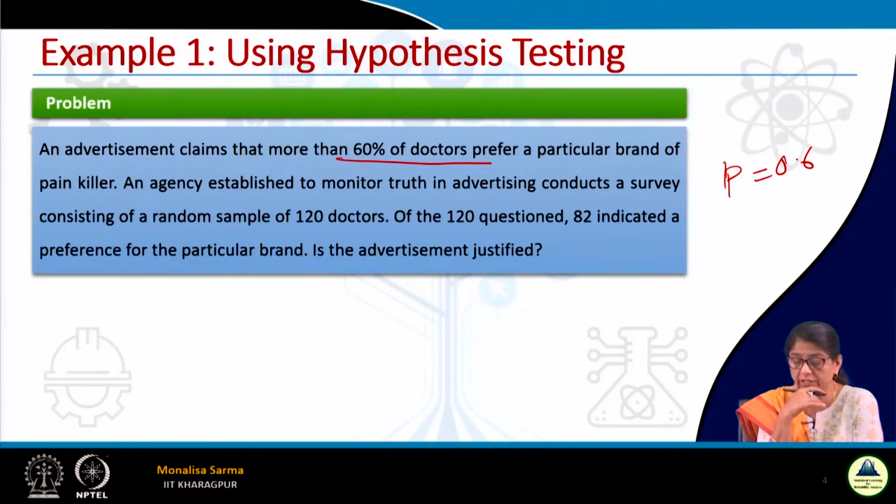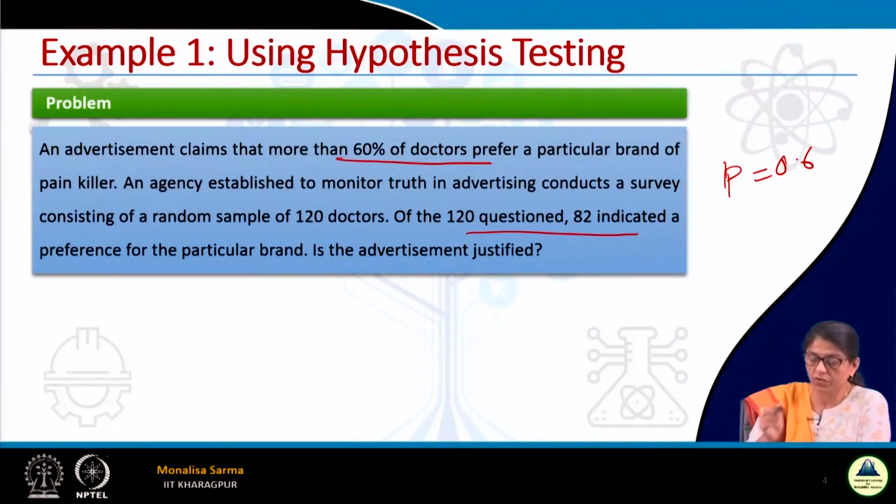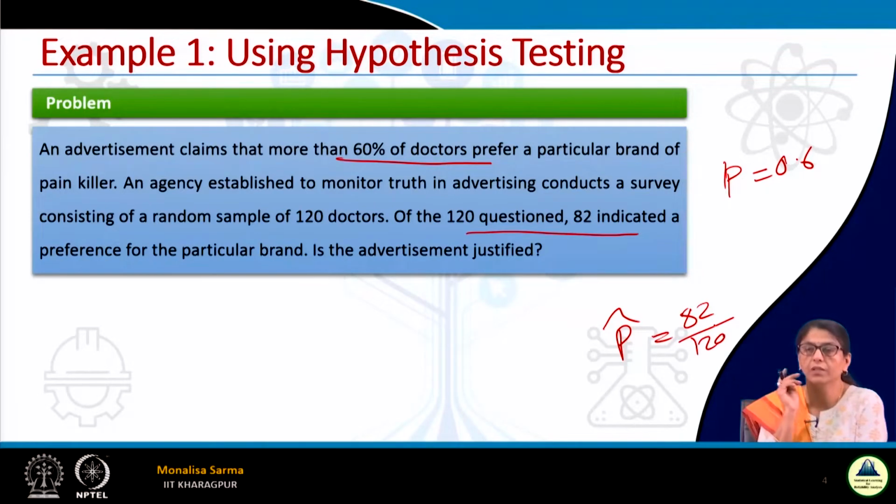The agency conducts a survey consisting of a random sample of 120 doctors. A third party basically wants to see whether the claim is really correct. So it takes a random sample of 120 doctors. Out of 120 doctors, 82 indicated a preference for the particular brand. So what is my proportion? It is 82 by 120. My p cap is 82 by 120, the proportion of the sample which has preferred that particular brand.